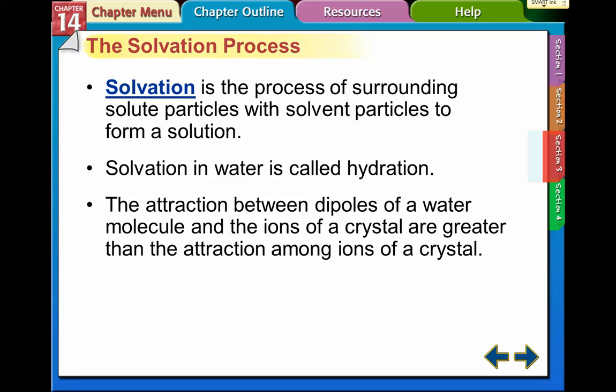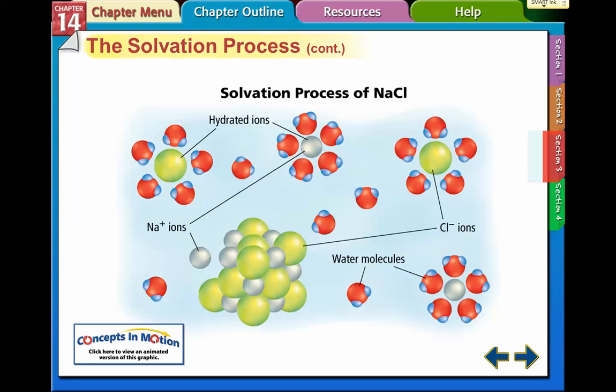So, the attraction between the dipoles of the water molecule. Remember, water molecules have one end that's positive and the other end that's negative because of the difference in electronegativity between the oxygen and the hydrogens. And when you have ions in a crystal, the water breaks those crystal ions apart with these dipole attractions. And so this is how it works in dissolving salt.